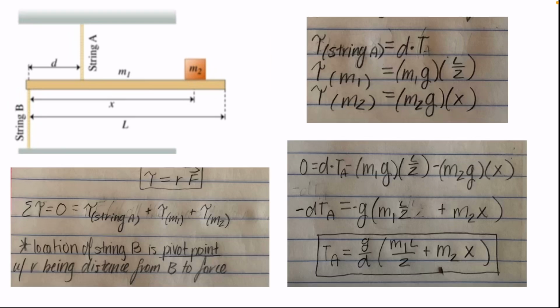Now we can just plug all of those in, being equal to 0, and you can see in this case I made the tension positive, but like I said, you can make either the tension or the forces directed towards gravity, towards the center of the earth, positive, just as long as you have them reversed. I did some algebra and solved that in this case, the tension in string A is equivalent to G over D times M1 times L over 2 plus M2X. So that is the end of this problem. Thank you for listening.